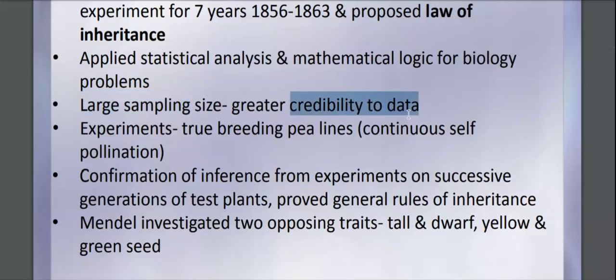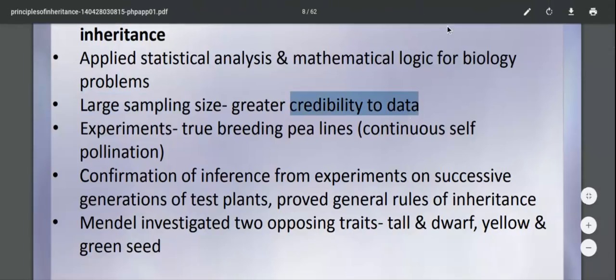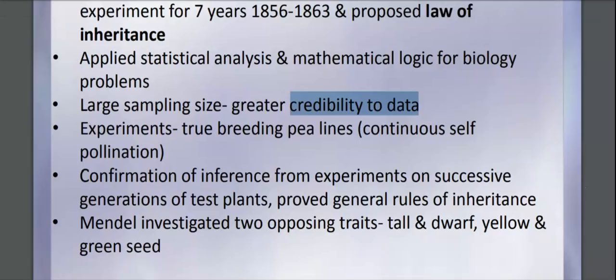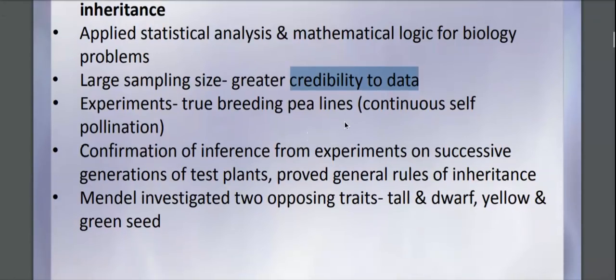It's not that he has proposed these laws of inheritance just by doing a few simple experiments, but it was a body of 7 years of work. So there's a lot of credibility to his data. Then one very important thing that he did was whenever he conducted experiments with his pea plants, he made sure they are true breeding.